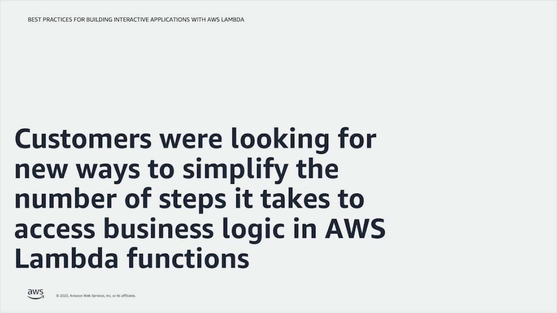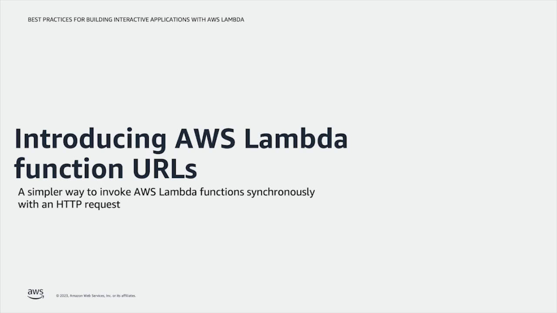Now, customers were looking for other ways to access that business logic inside their Lambda function. Maybe you don't need some of the additional features that API Gateway offers you. You just want to invoke your function code as quickly and as simply as possible. That's when we introduced something called AWS Lambda Function URL. So this is a far simpler way of invoking your Lambda function code synchronously using an HTTP request.